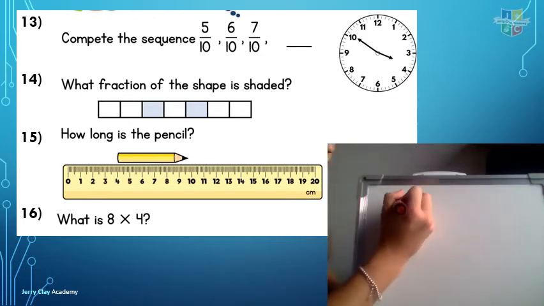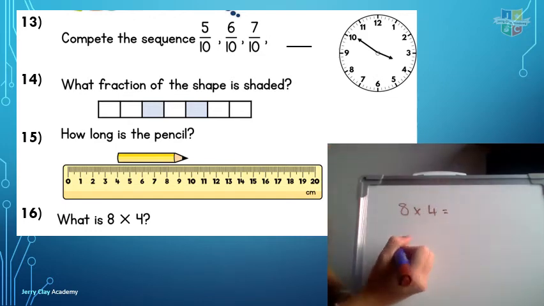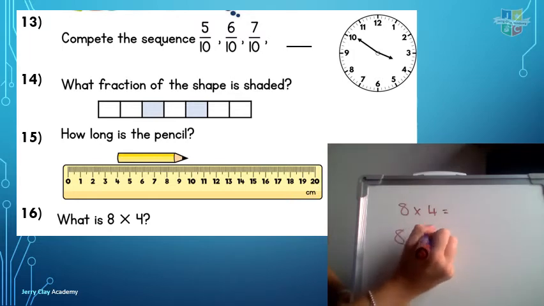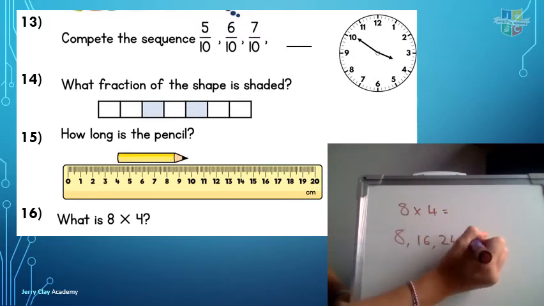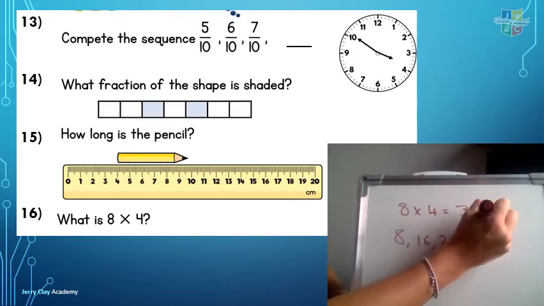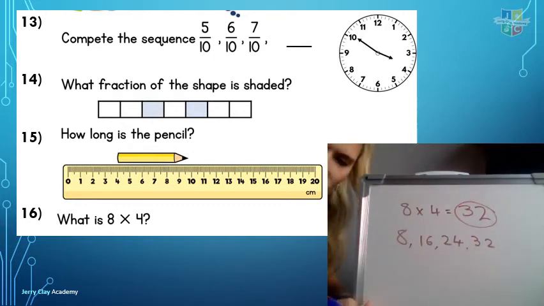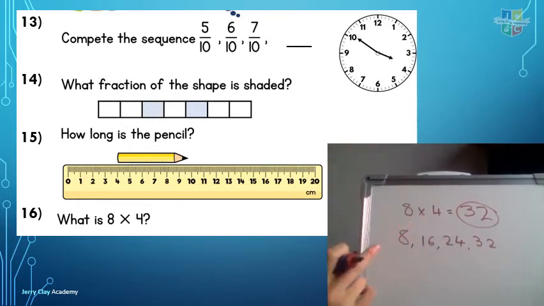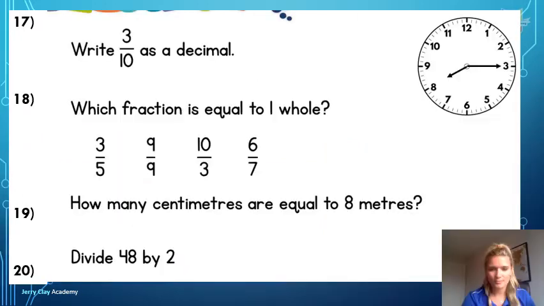Finally, 8 times 4. This should have been a nice easy one. You could have done your 8 times tables, 8, 16, 24, 32, so your answer will be 32. Or you could have done your 4s 8 times to get to 32 as well.